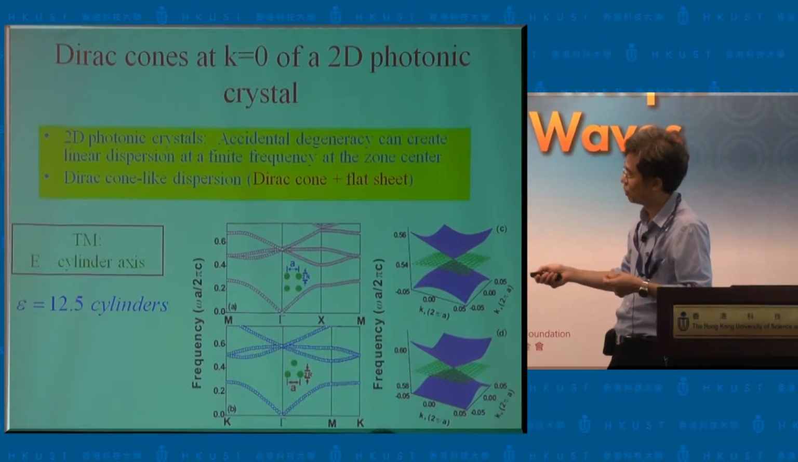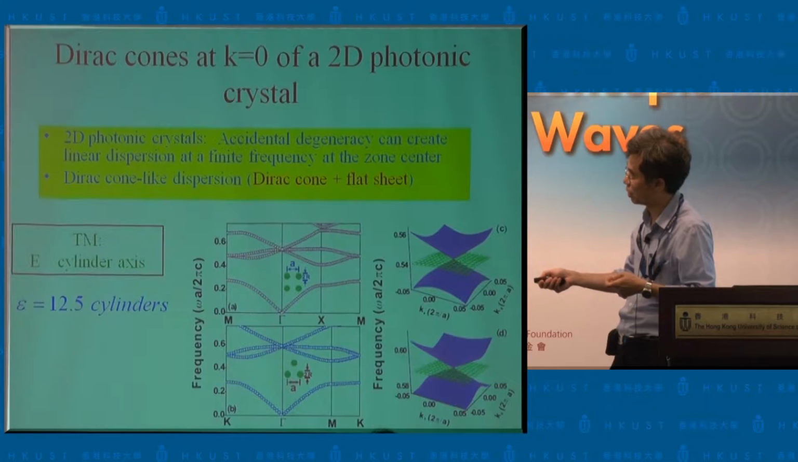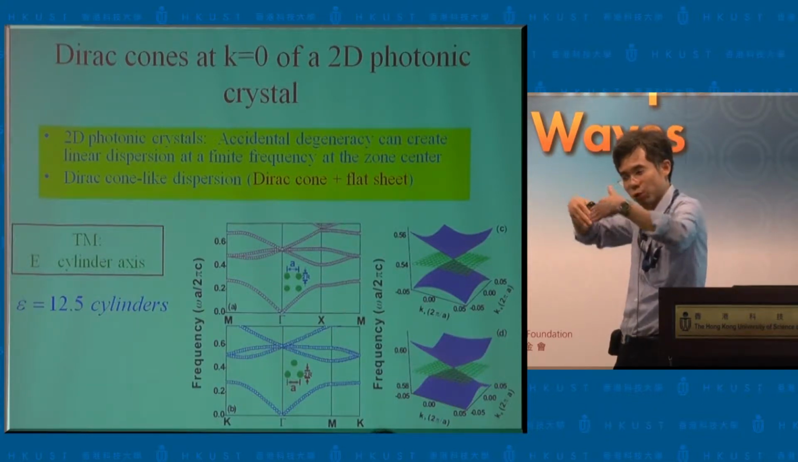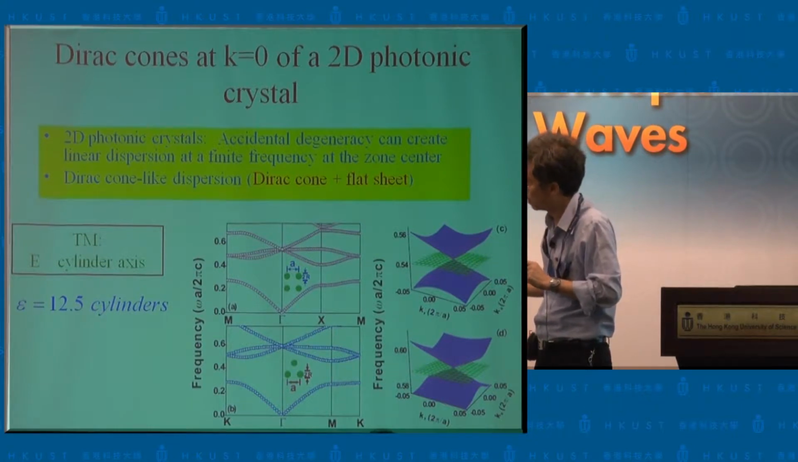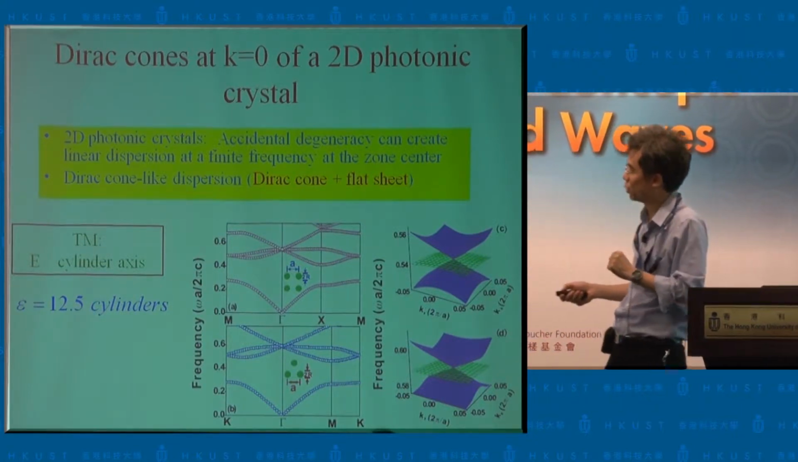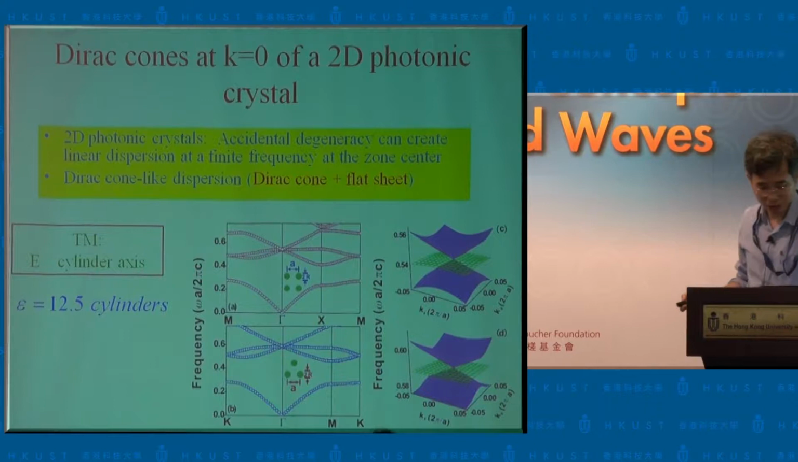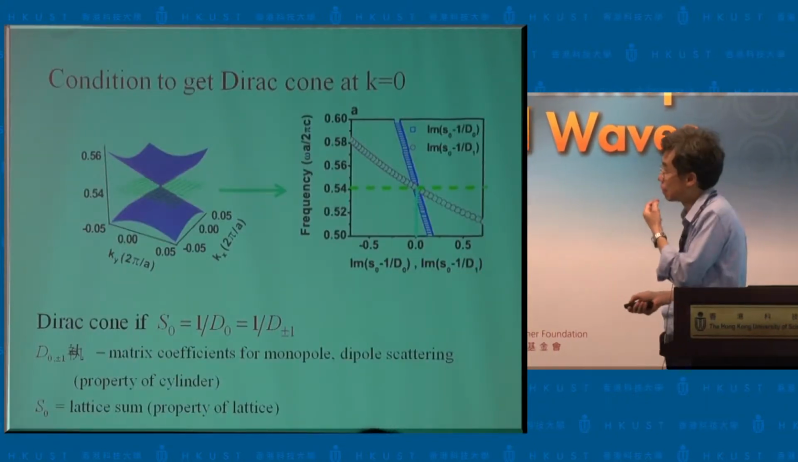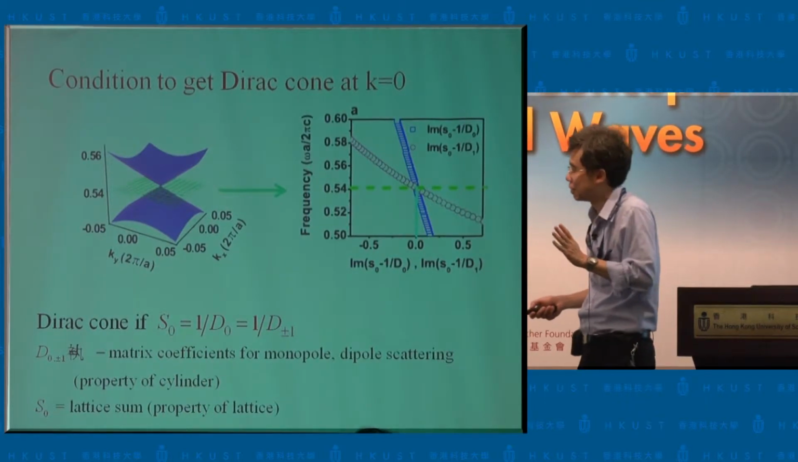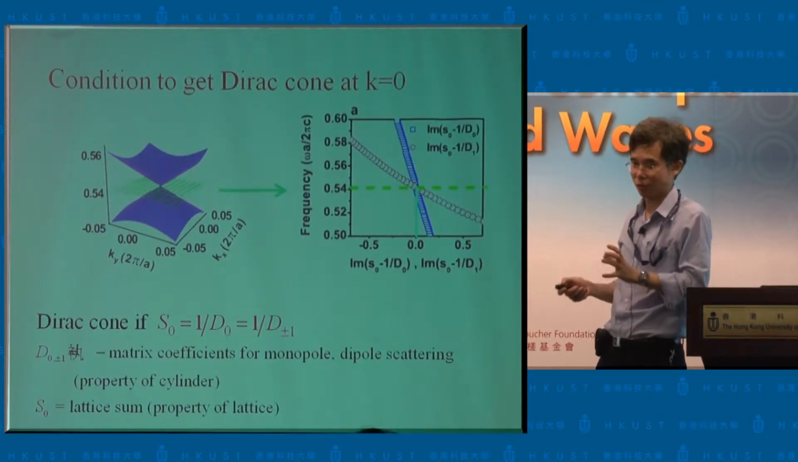And this is a 3D plot to show you that we do get these Dirac-like dispersions, namely 2 cones touching at one point, plus 1 extra set of bands that is very dispersionless. Okay, so I do get these Dirac-like cones there. And I can actually give you a design condition.